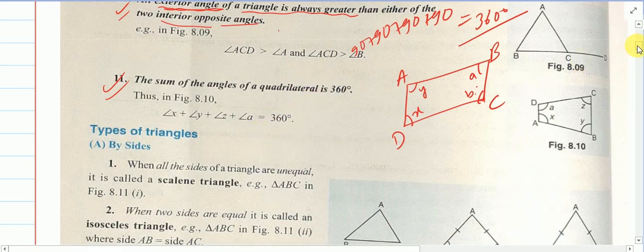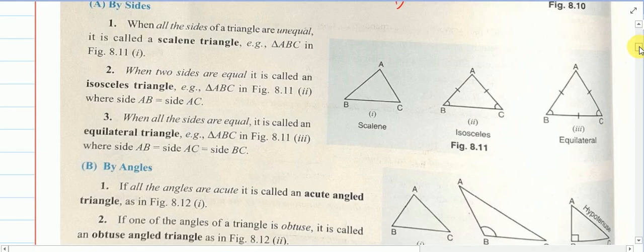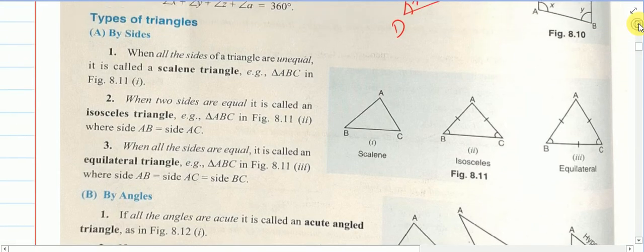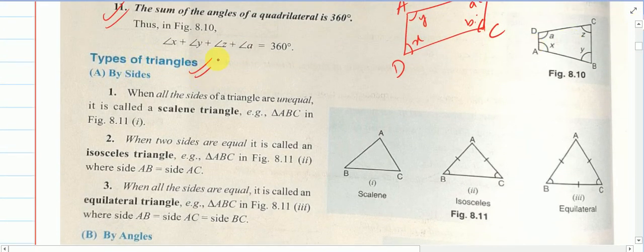Okay, next. Types of triangles. One more thing, till now whatever I've been discussing, you are not supposed to write. Just listen to it, understand, and remember, that's all.